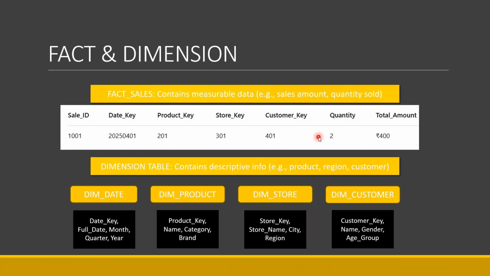So in this case, sale ID and the product key are key columns, and the total amount and quantity are the measurable columns. Yes, these four are key columns. Okay.